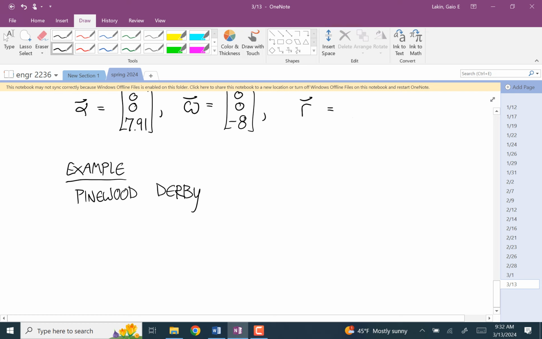Okay, so the way a Pinewood Derby works, let's just call this angle theta, and just weight makes this thing roll down. We'll say that the mass of the body is big M, and each wheel, we'll say, has a mass of little m.